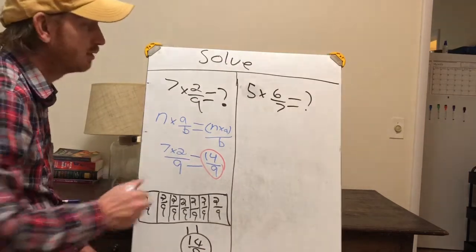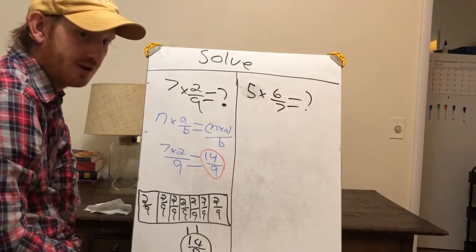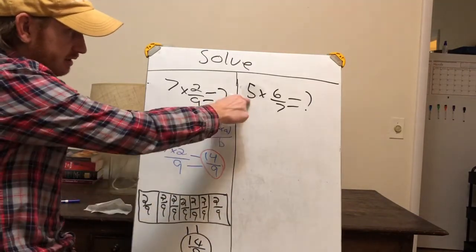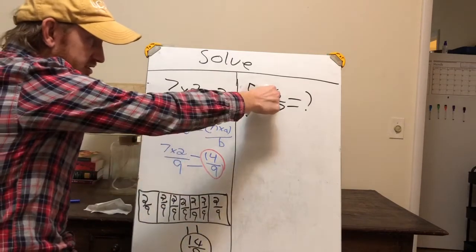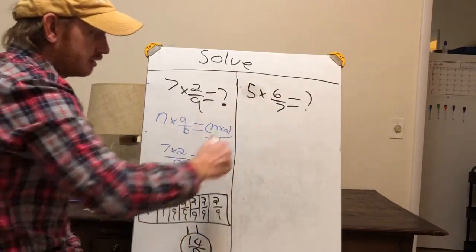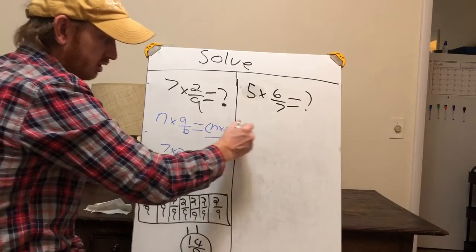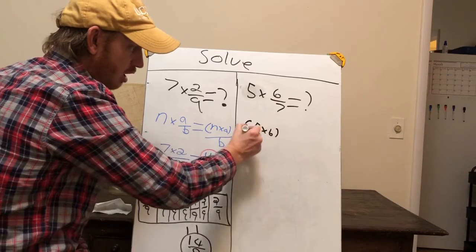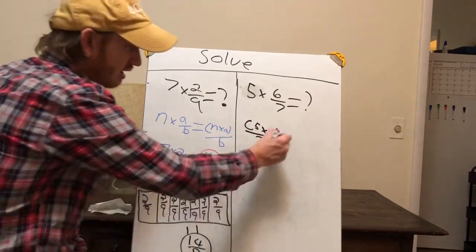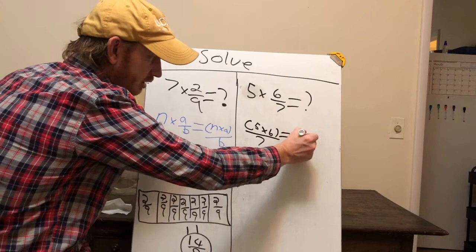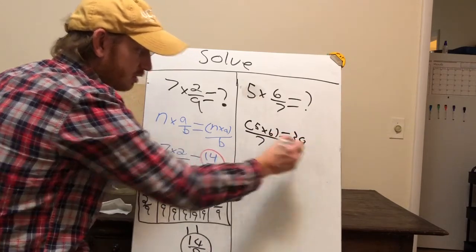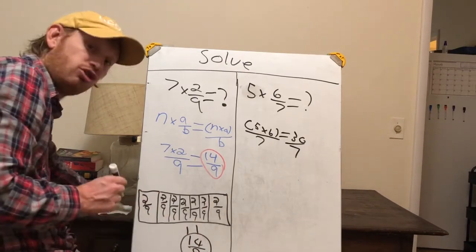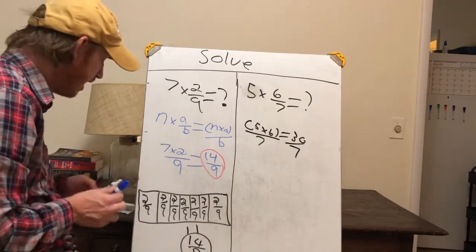So for our next problem, we're going to do 5 times 6 over 7. And the first thing we're going to do is put it in our new algorithm. The n is 5, the a is 6, and the b is 7. So in our new equation, we'll have 5 times 6 over 7. 5 times 6 is equal to 30, and the 7 comes over, so 30 over 7. Now that should be our answer. But just to make sure, just to double check, I'm going to now draw a tape diagram.